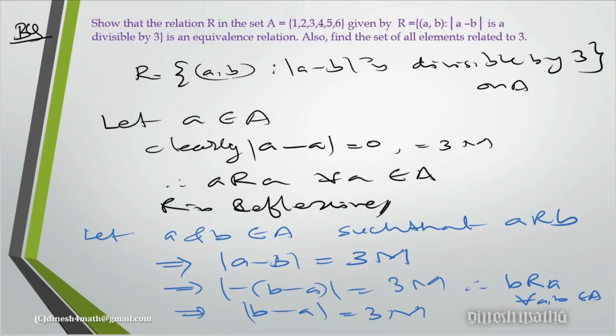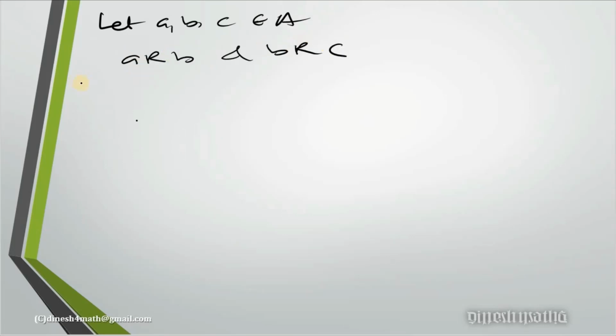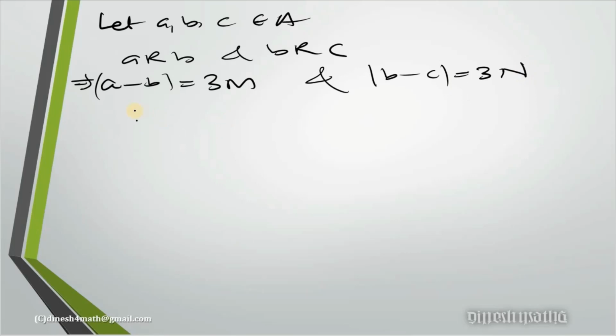Now for the third part, we need to check 3 elements, which I will assume now. Let a, b, c be in A such that a is related to b and b is related to c. Now how are they related? a minus b is divisible by 3, or I will write a minus b equal to 3m, and b minus c is also divisible by 3, so I will write it as some 3n.